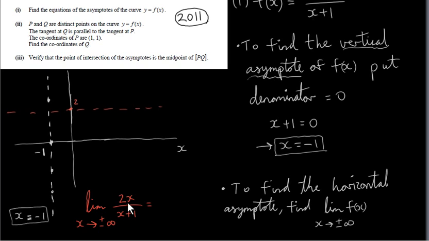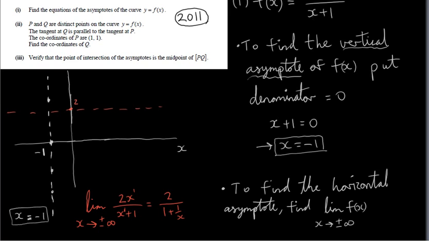To calculate this limit, we must change the form of our function, so that when we take the limit, we get something meaningful. So what we do is divide above and below by the highest power of x. The highest power of x is 1, so we divide above and below by x. 2x divided by x is 2. X plus 1 divided by x, well, x divided by x is 1, plus, then we have 1 divided by x. So you divide above and below by x. You have to do the same. If you divide above by x, you must divide below by x.